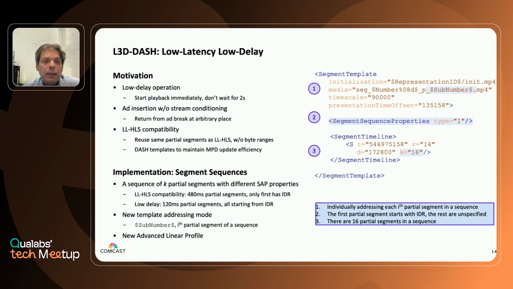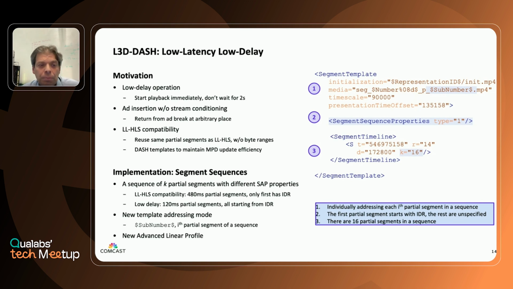The next thing is ad insertion without stream conditioning. So you slap an ad in a random place. You want to be able to return to it even if this happens to be in the middle of the segment, and again, not wait for up to 2 seconds. Lastly, there is a way of being compatible with low latency HLS in regular low latency DASH.